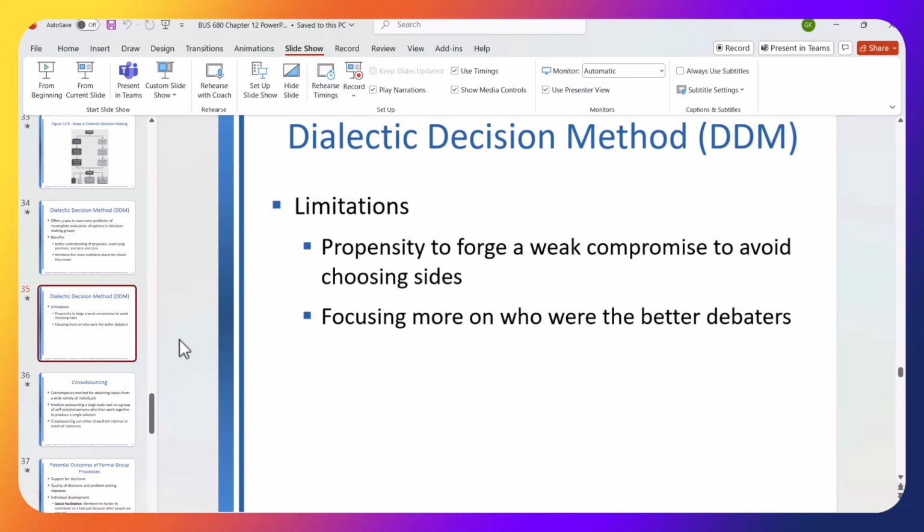You know, you're like, well, we came up with a compromise, but it ain't really the best. We just kind of went along, and then sometimes you may figure out, you know what? You focused more on who are the good debaters, and because they were good debaters, I'm inclined to go with what he or she shared, not because it's the best idea.